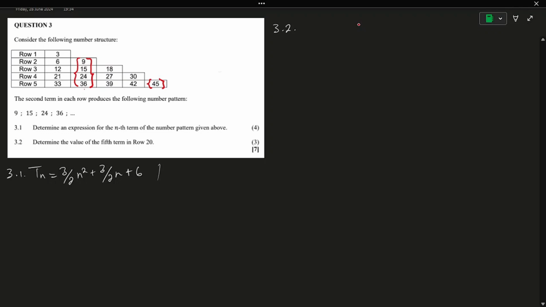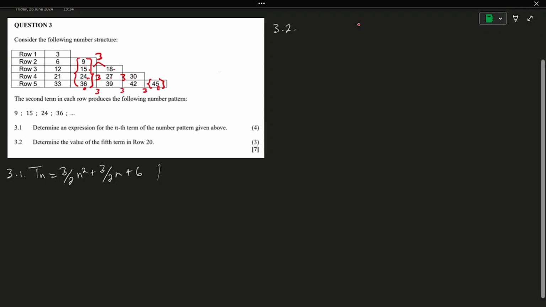So from 36 to 45, what do you think happened? Or let's not start from there. Let's start from row 3. In row 3, from 15 to 18, we added 3, right? And now let's go to row 4. From 24 to 27, we also added 3. And from 27 to 30, we also added 3, right? I hope you can see this. So this means 36 to 39, that's 3. 39 to 42, that's 3. 42 to 45, that's also 3.